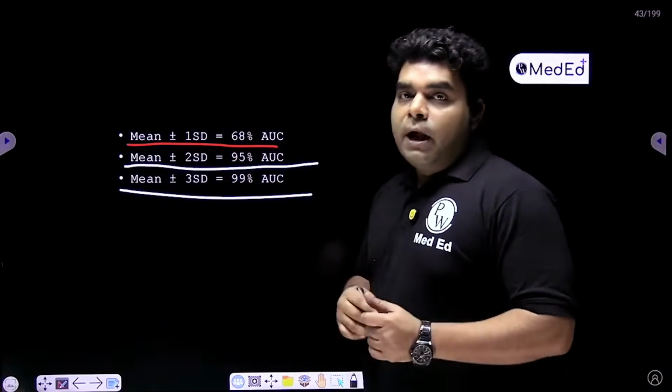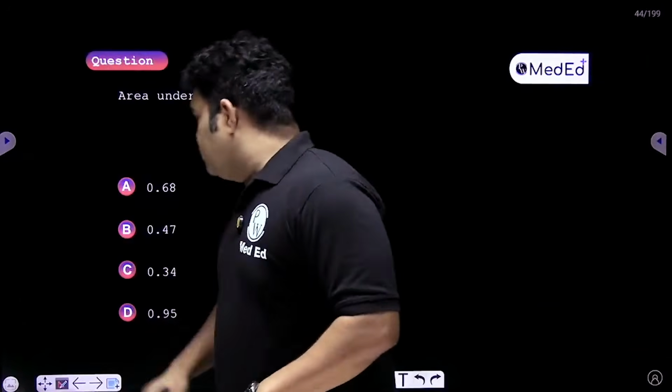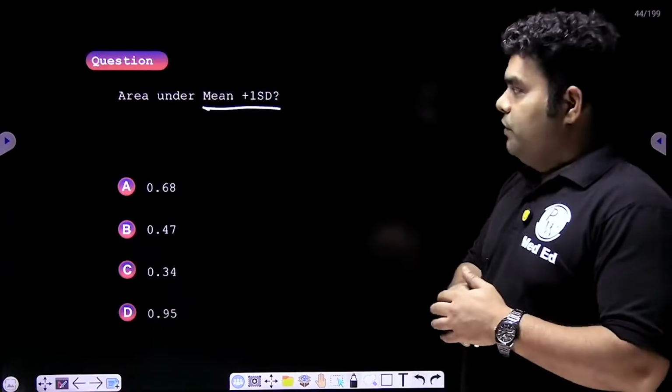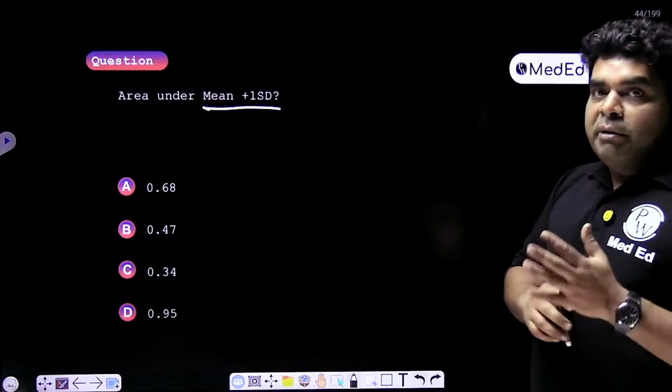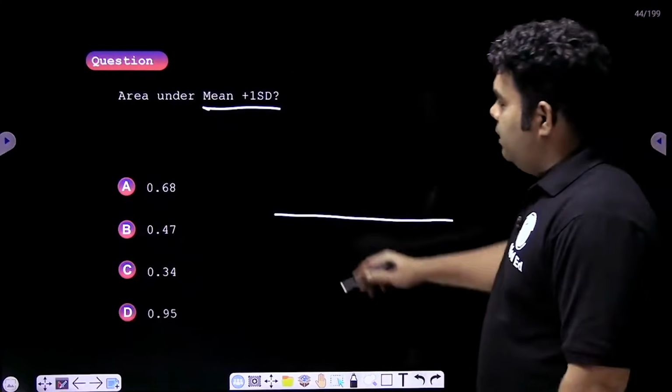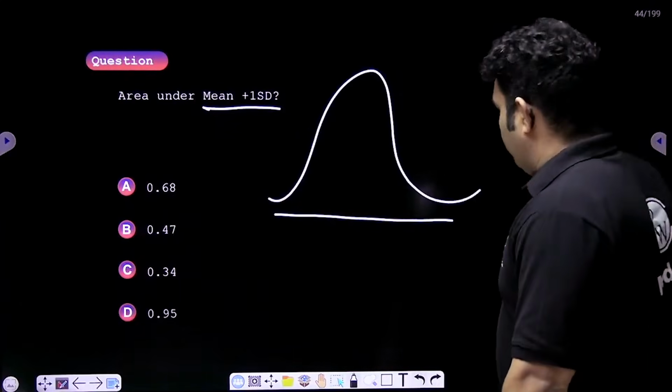This is rule 3. So let's do a very interesting question on this topic. The question is, what is the area under mean +1 standard deviation? What area will be between mean and +1 standard deviation? What is the answer? 0.68, 0.7, 0.34, 0.695. Do reply in the chat box. I am waiting for your reply.